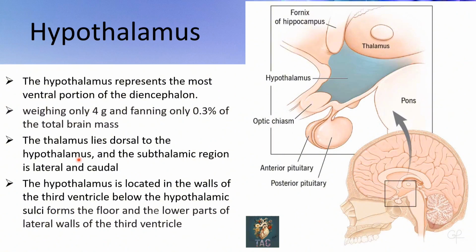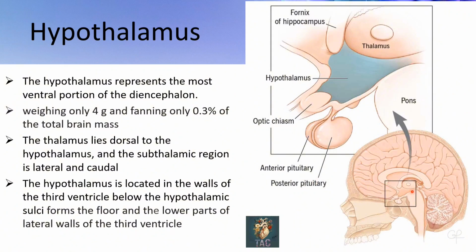Thalamus lies dorsal to hypothalamus, and the subthalamic region is lateral and caudal. So the thalamus is dorsal and hypothalamus is ventral, and subthalamic regions are caudal to it. It is located in the wall of the third ventricle. Again, another very important relationship. Below the hypothalamic sulcus, it forms the floor and lower part of the lateral walls of the third ventricle.